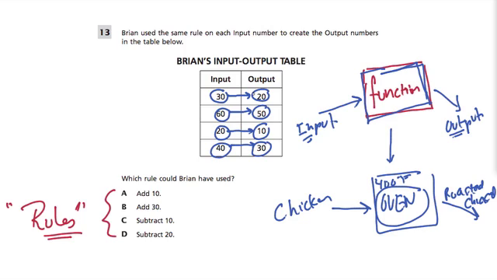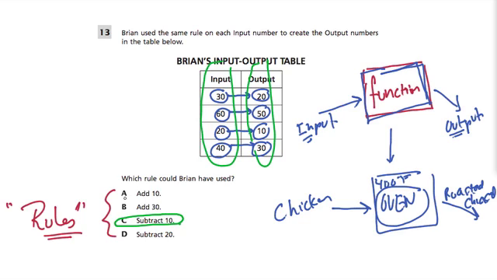Notice that 20 is 10 less than 30, and 50 is 10 less than 60, and 10 is 10 less than 20, and 30 is 10 less than 40. So every time we're taking our input and subtracting 10 to get our output. So the answer here is C, subtract 10.